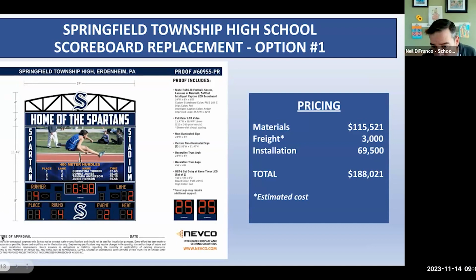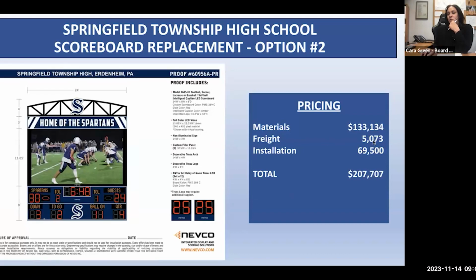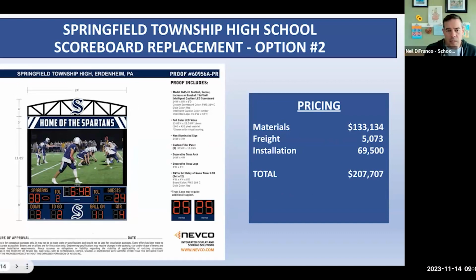What's the LED size? It's 11.5 by 19 compared with 13 by 22. Is that where all that additional cost comes from? So it's the video board, yes, that's the difference in the cost. Okay. That and the freight. The freight is a little bit higher on option number two. It's at 5,000 because of the video board. Yes. Okay. So what is the benefit of that slightly larger video screen?